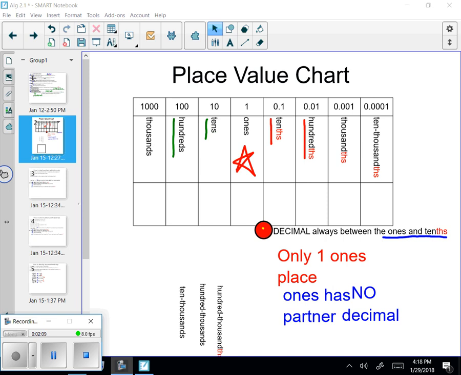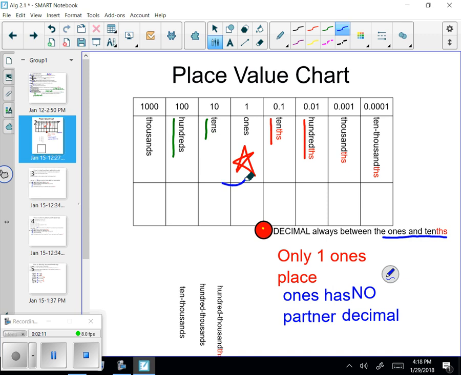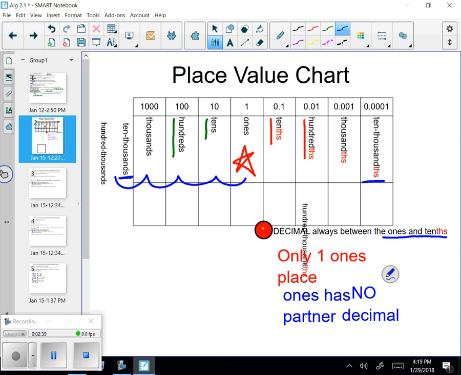If we know our place values, ones, tens, hundreds, thousands, the next place would be ten-thousands. We want to have that Ds, not THs. So we can see that we have ten-thousands with ten-thousandths. After ten-thousands would be hundred-thousands, which means after ten-thousandths would be hundred-thousandths.